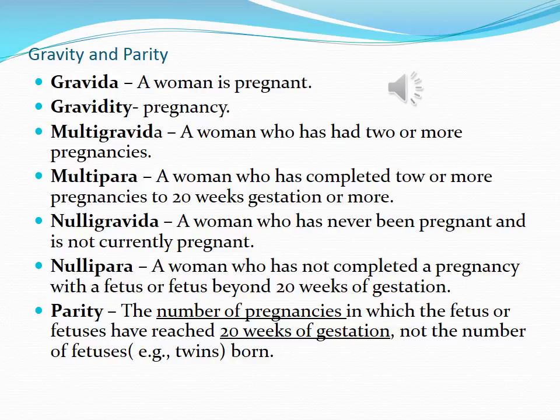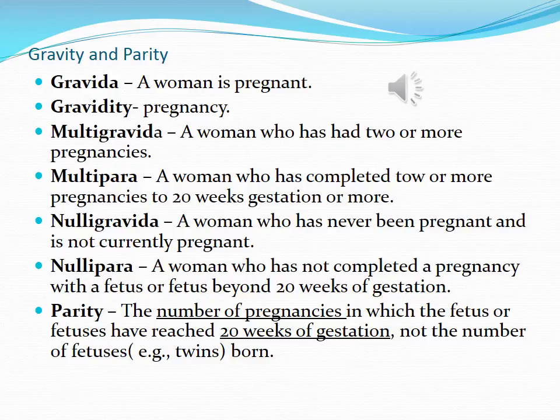We'll discuss gravity and parity. Gravida is a woman who's pregnant. Gravity is the term used to describe pregnancy. Multigravida, a woman who has had 2 or more pregnancies. Multipara, a woman who has completed 2 or more pregnancies to 20 weeks gestation or more.